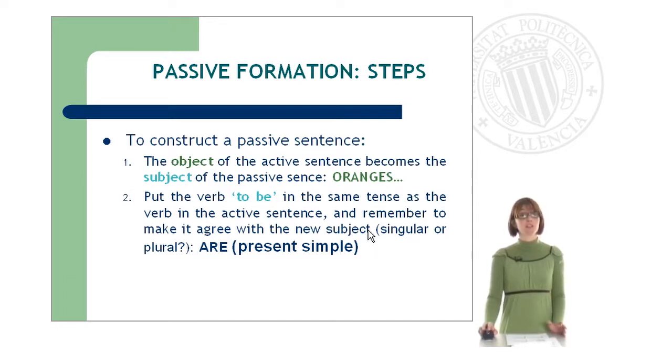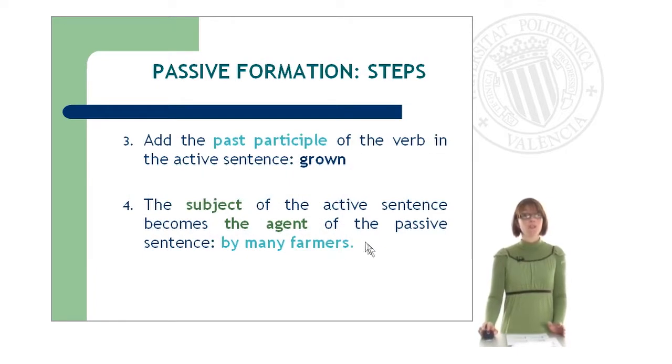Okay, in the sentence I just showed you, the verb is in the form are, because the verb in the active sentence was in the present simple. The next step is to add the past participle of the verb in the active sentence. In the example before, it is grown. And finally, the subject of the active sentence becomes the agent of the passive sentence, by many farmers. The agent is the person who does or performs the action.